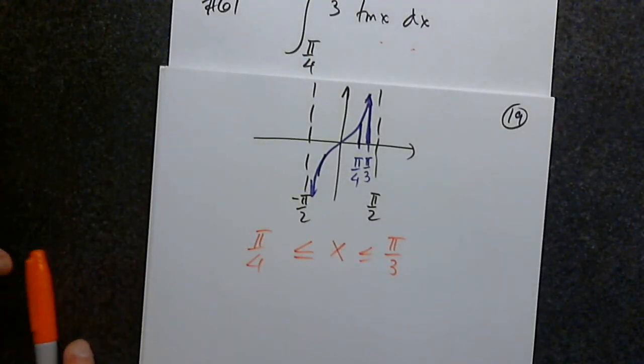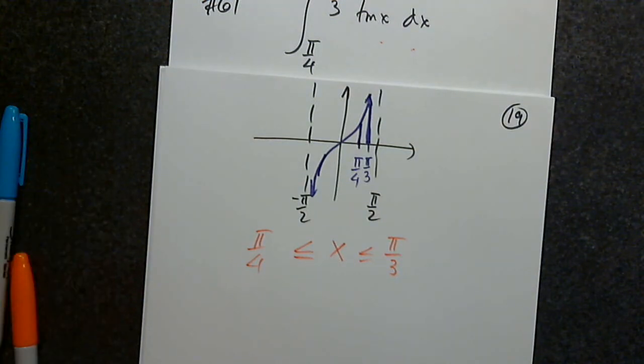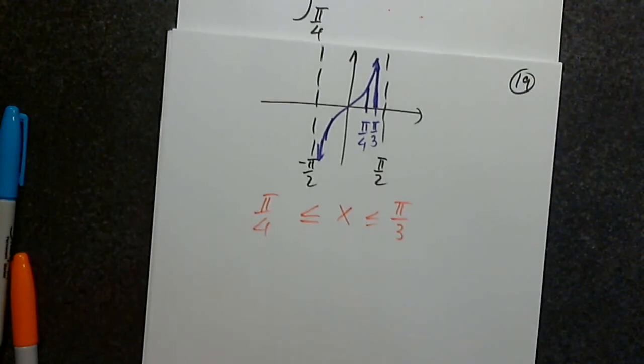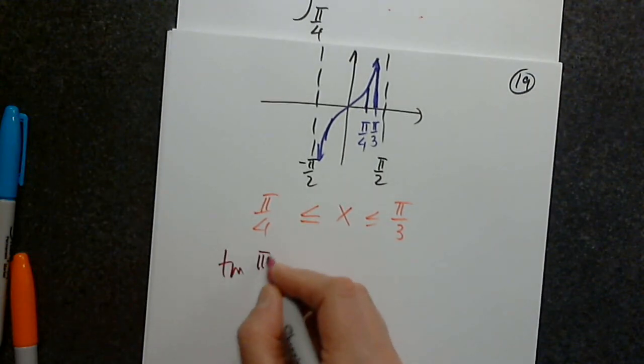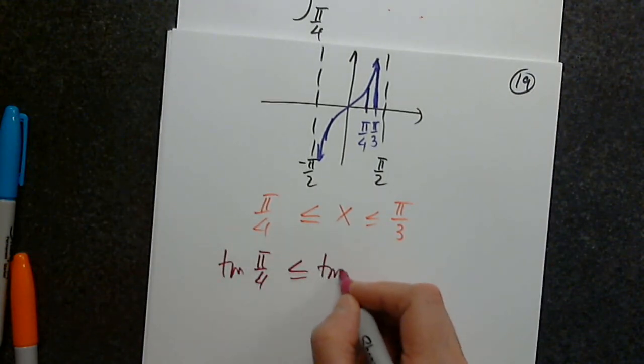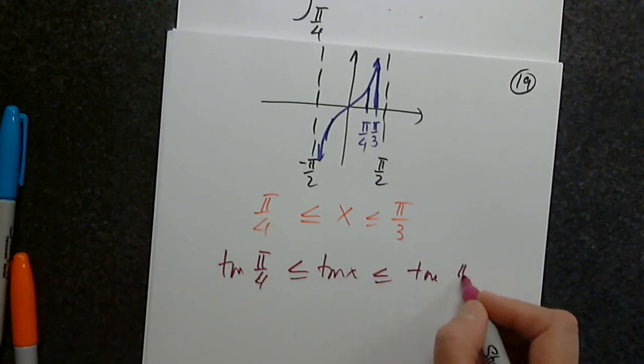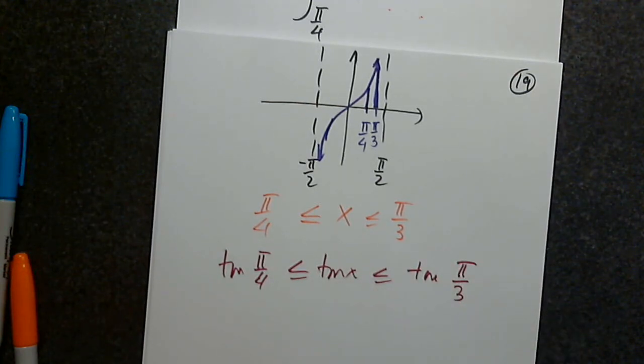If the function is increasing, I don't have to worry about changing the inequality symbol, so I apply tangent to all three sides. So tangent pi over 4 less than or equal to tangent x less than or equal to tangent pi over 3. So in this problem, we were not given what we needed to show, so we have to start from scratch. Good.